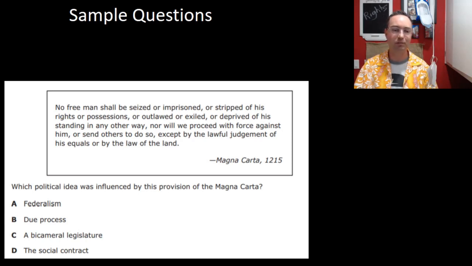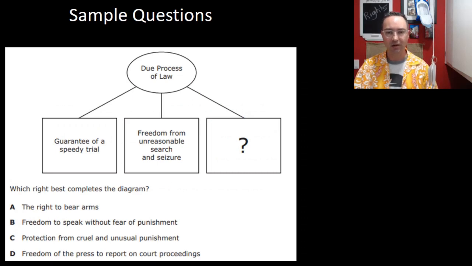All this is about Amendments 4 through 8, due process. All right, due process. Can you see that due process is becoming a big part of this thing? It really is. You really need to know due process of the law. Guarantee of a speedy trial. Freedom from unreasonable search and seizures. Remember, due process is 4 through 8.